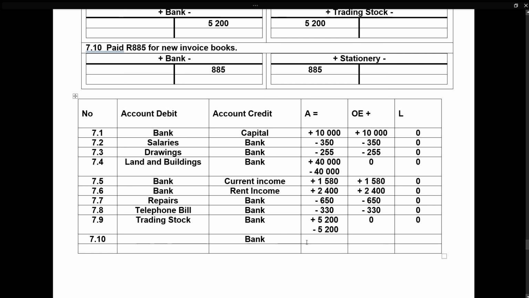It being credited will have a negative influence on assets, so minus 885 Rand. And then our stationery, being an expense account, will have a negative influence on our owner's equity. So minus 885 Rand under owner's equity, and your liabilities will be 0. Let's test this theory or this accounting equation. So minus 885 Rand will equal minus 885 Rand plus 0. We have done this one correctly.